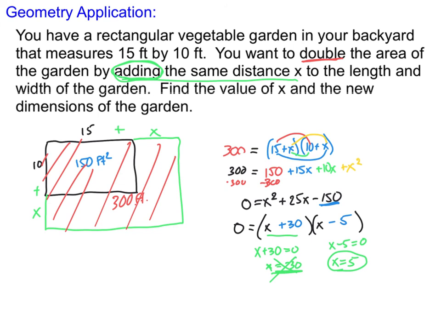So let's check the question though. Am I done? It says find the value of x and the new dimensions. Well, if the value of x is 5, the new dimensions are then a 20 feet by 15 foot garden. And let's double check that again. Our area has to be 300. So is 20 by 15 300? And yes, if you figure that out, it is 300, so I have my new dimensions. But it's always important to check your work.